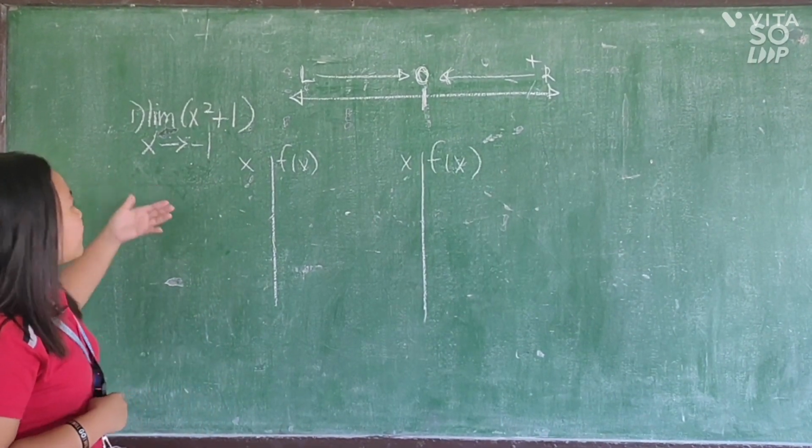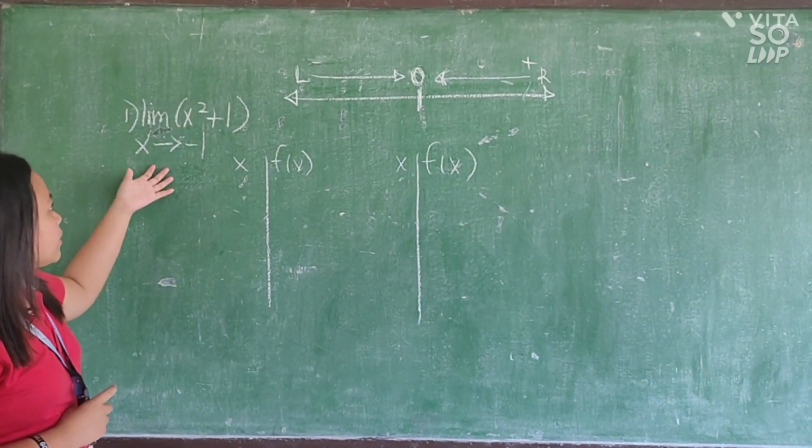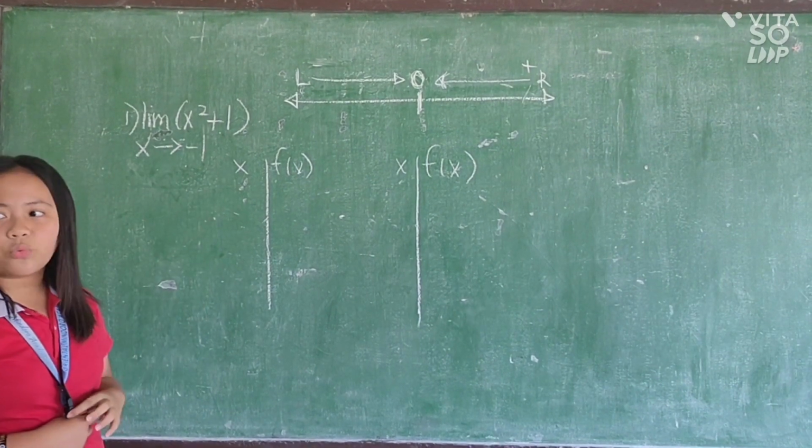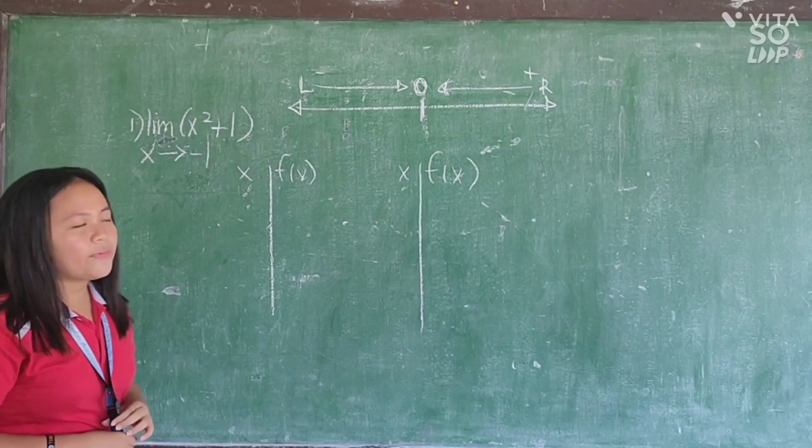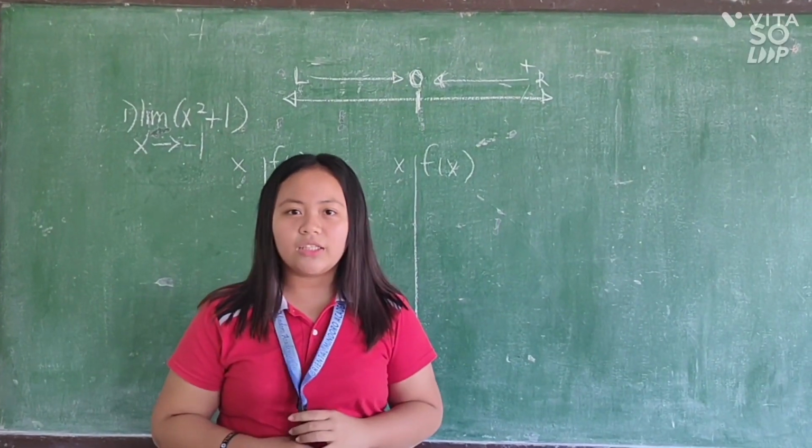We are going to tackle the table of values. So now, we have our first example: the limit of x squared plus 1 as x approaches negative 1. Before that, let me teach you how we get the values to put in our table.